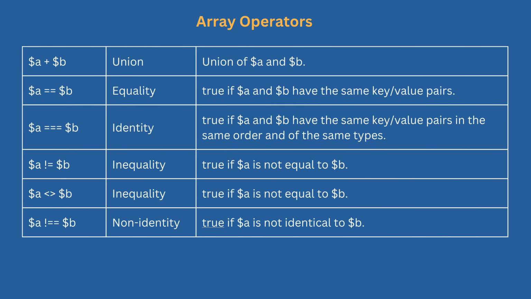So this is triple equal to, not equal to, not identical: true if A and B are not identical to B, right? So clear about this now. You can compare two arrays by these operators. These two are same. Here type should be same. Here type or value not identical. Clear, guys?